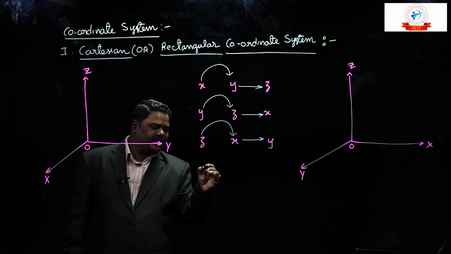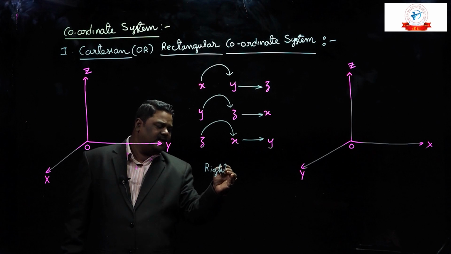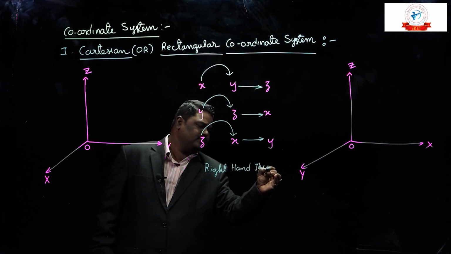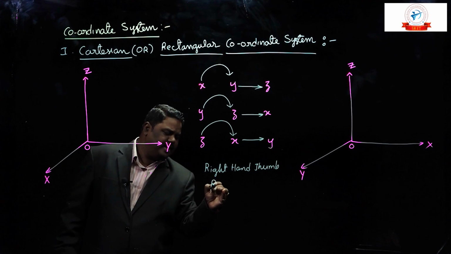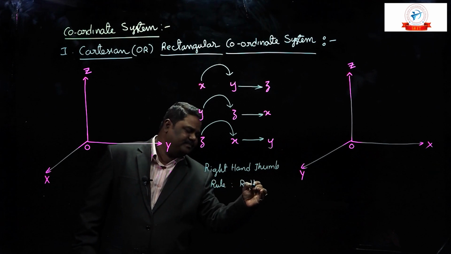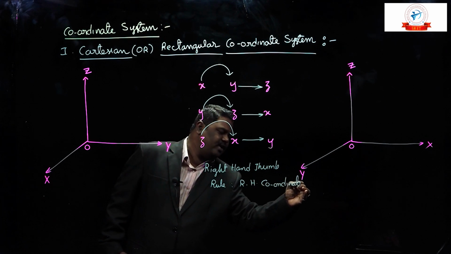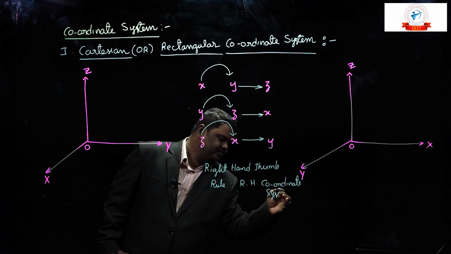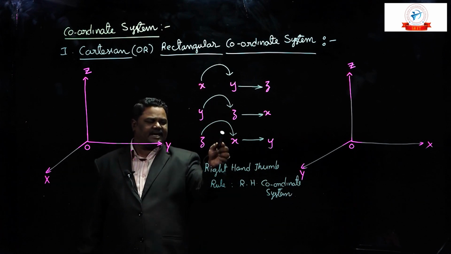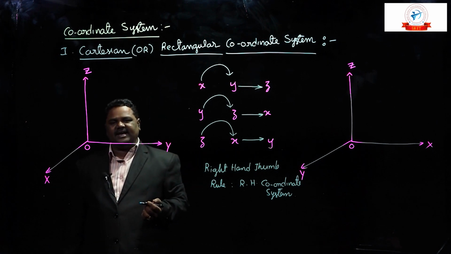So let us verify any one of these rules with the help of right hand thumb rule. Then it becomes a right-handed coordinate system. Similarly, when any one of these rules is satisfied with the help of left hand thumb, then the coordinate system is called a left-handed coordinate system.